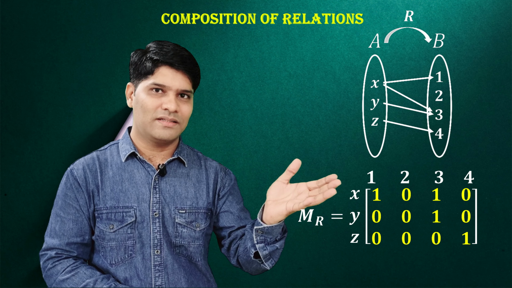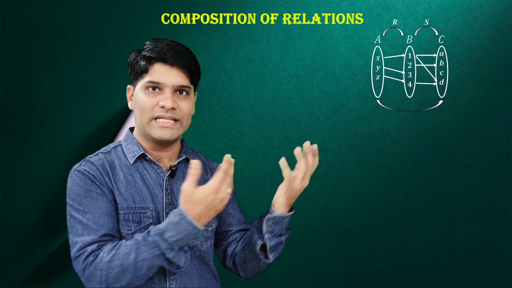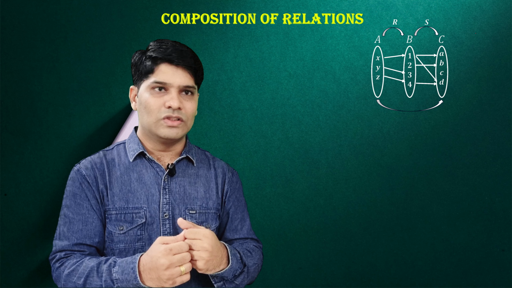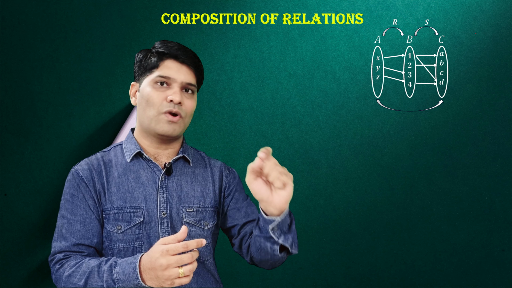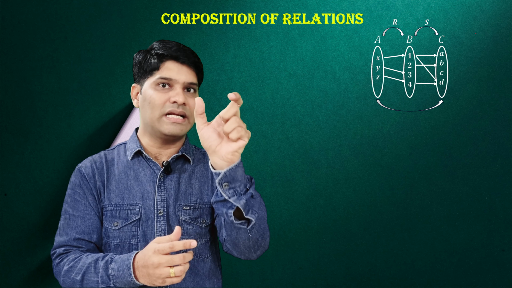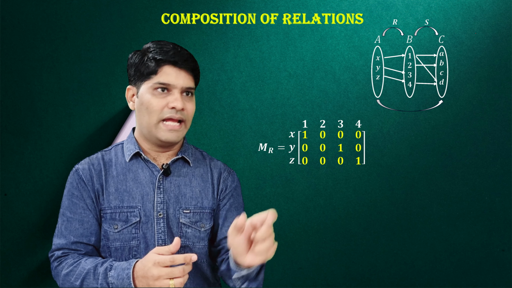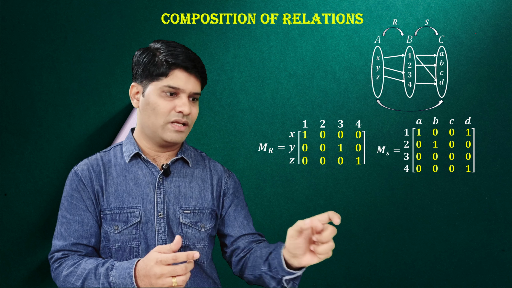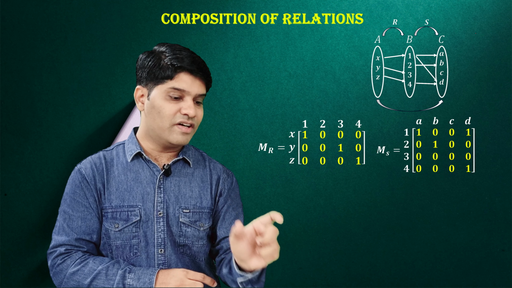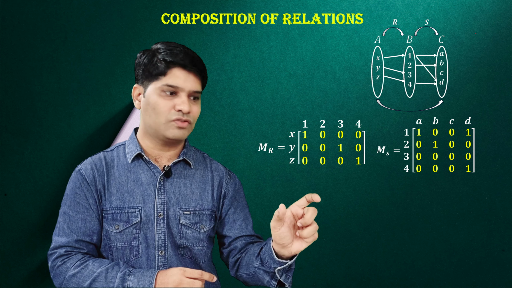Easy to compute, right? Now, how does this matrix help us to find the composition of two relations? We will use the same example that we have already seen for composition. So, there was a relation R from A to B and S from B to C. The matrix related to R was this, which we will denote as MR, and the matrix corresponding to S we will denote as MS. Now we have two matrices, right? The first is of size 3 cross 4 and the second is of size 4 cross 4.